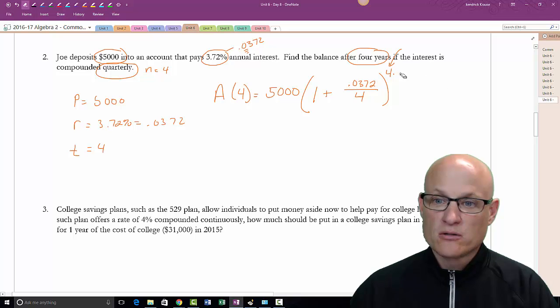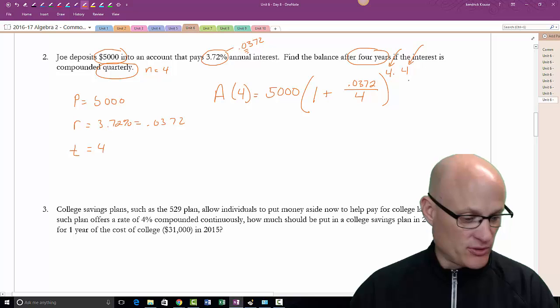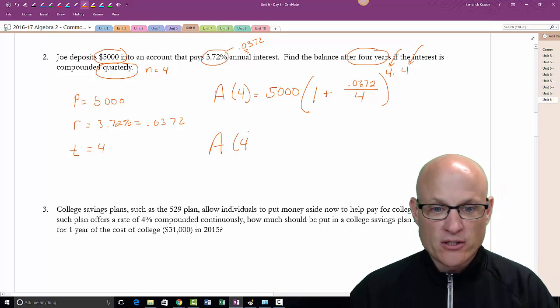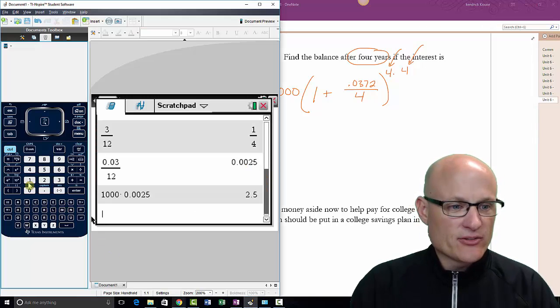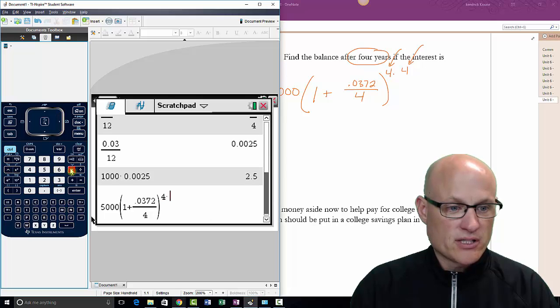4 for the quarterly, and the other 4 for my actual time. All right, and I just type that in. So A sub 4 is equal to 5,000 parentheses 1 plus control division 0.0372 over 4 compounded quarterly, all raised to the 4 times 4.